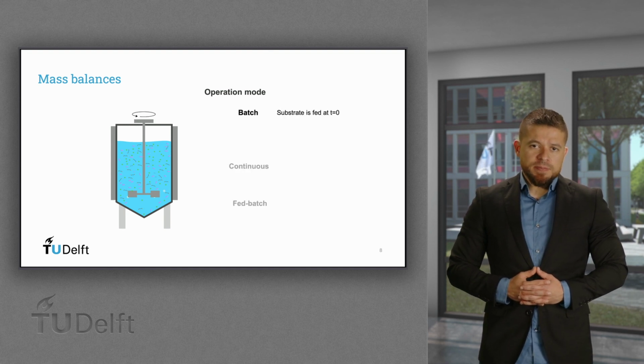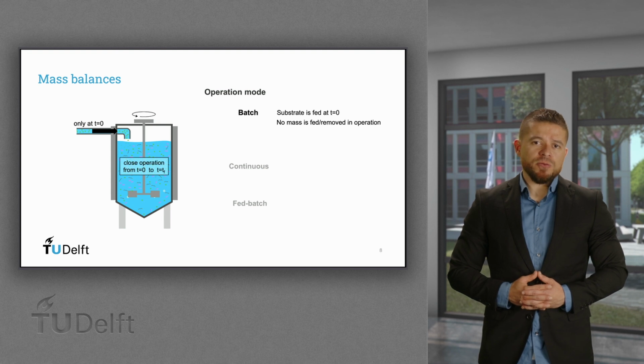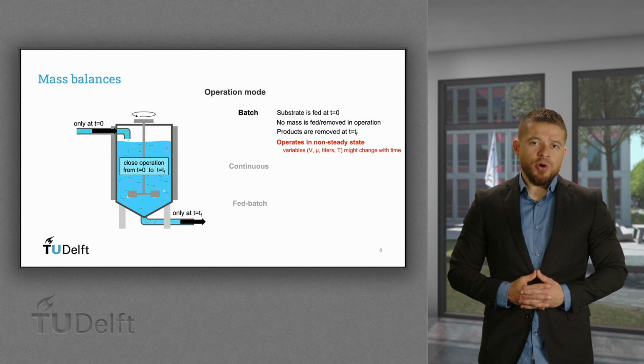In a batch system, the substrate is fed before the process starts. Then the closed operation takes place and no mass is fed or removed during the process. Finally, the products are removed once the process is finished. This is a non-steady state system where process variables like volume, titers, or reaction rates can change during the process.